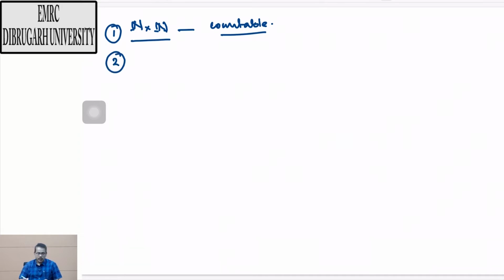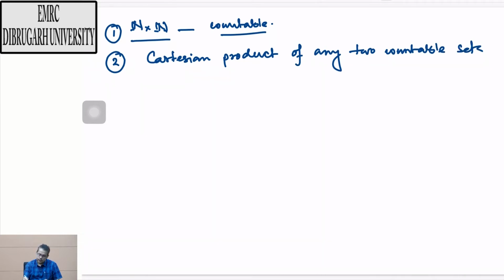Q is countable. Now, as a byproduct of what we have already proved, that N cross N is countable, and based on which we have proved that Q is also countable, we are using this property to show that the Cartesian product of any two countable sets is again countable.